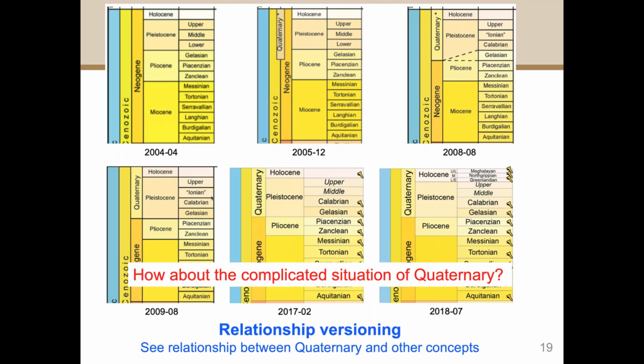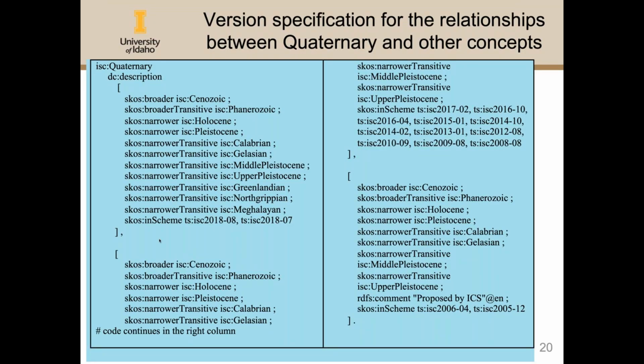We mentioned Quaternary in a previous slide. So the relationship between Quaternary and other concepts changes a lot, right? Along with the different versions of the chart. So how can we represent this relationship versioning in the Turtle code? Here's how we do it.